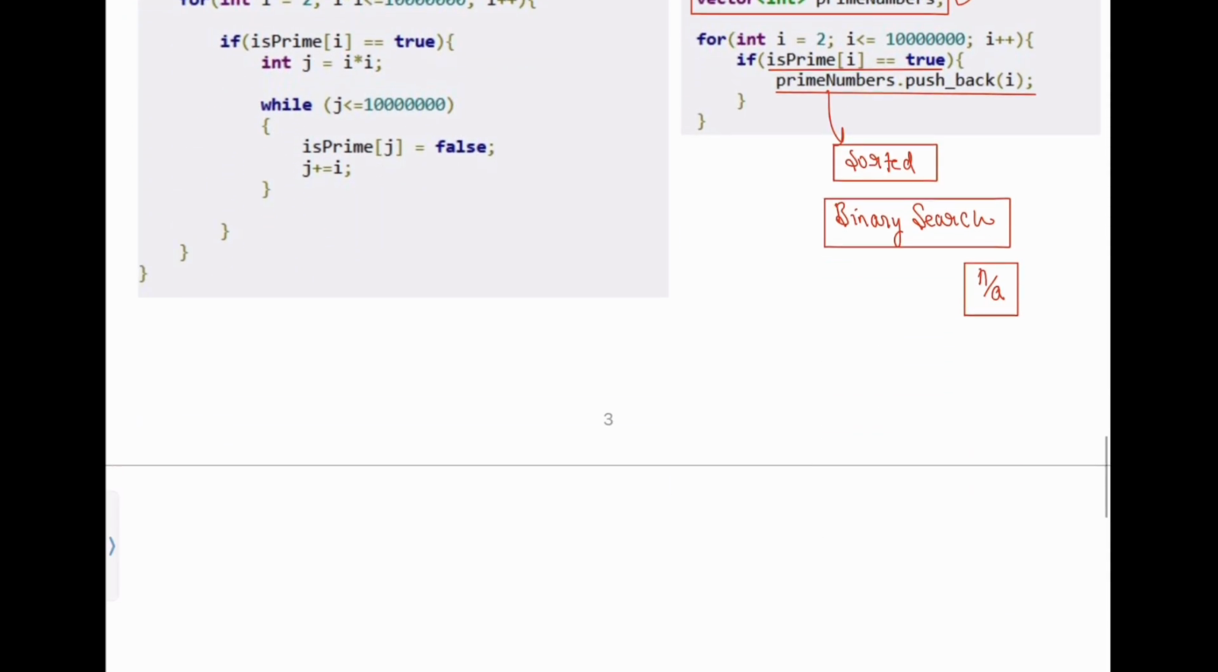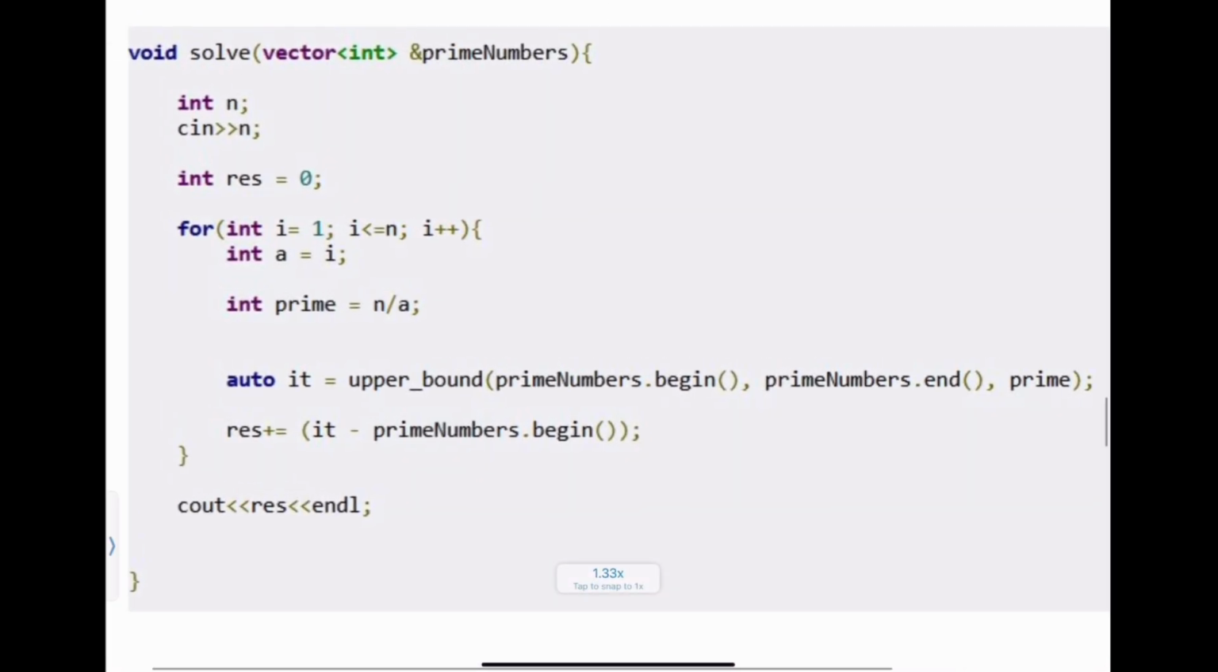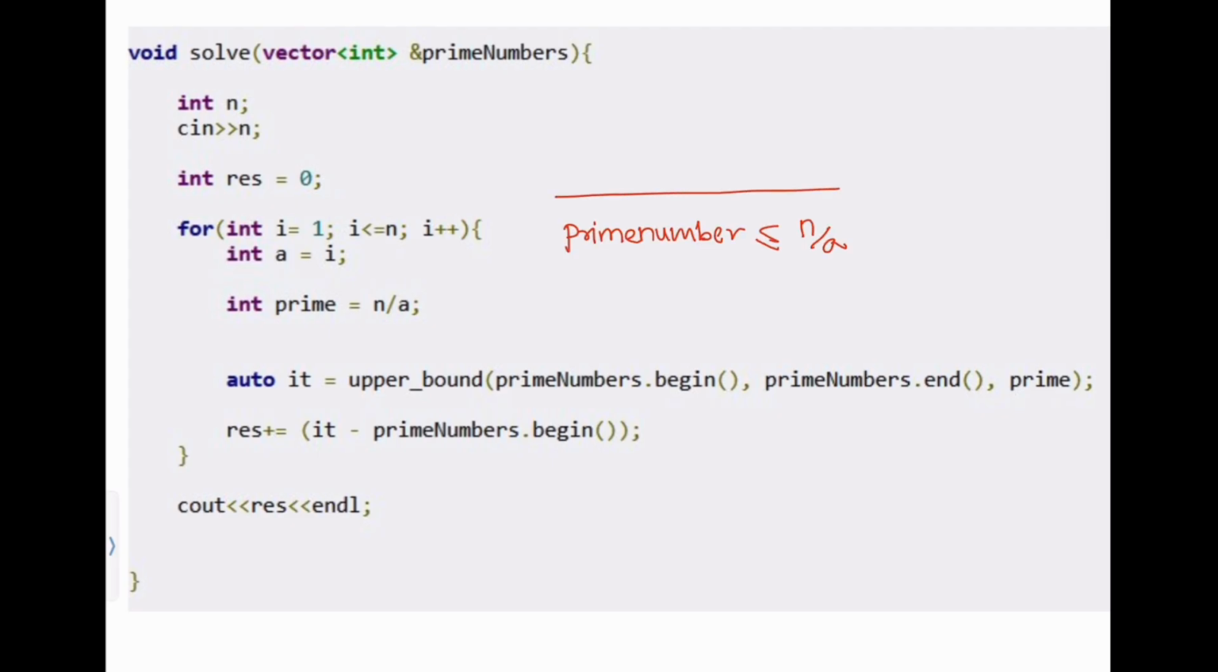So now let's see the actual implementation. This is the actual implementation of my solve function. In every test case, we are taking an input n, and this is my answer. I start from 1, I go up until n. I assign the value of a to i, and then remember the prime number that we are trying to find is going to be less than or equal to n over a. So we have to actually find the upper bound of n over a. So we store this n over a in a variable called prime, and then we find its upper bound.